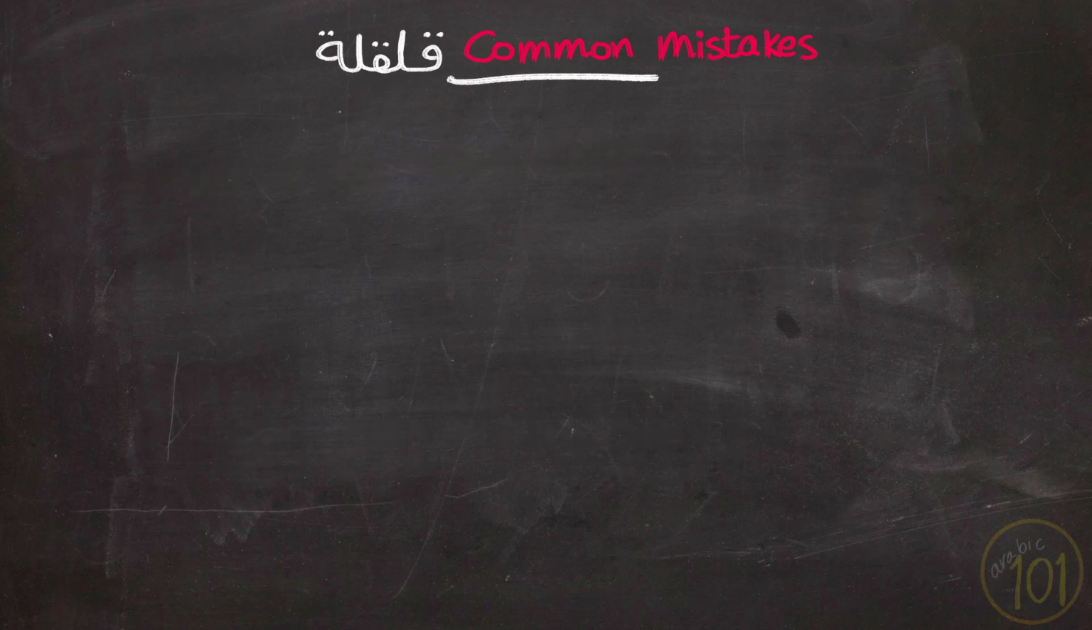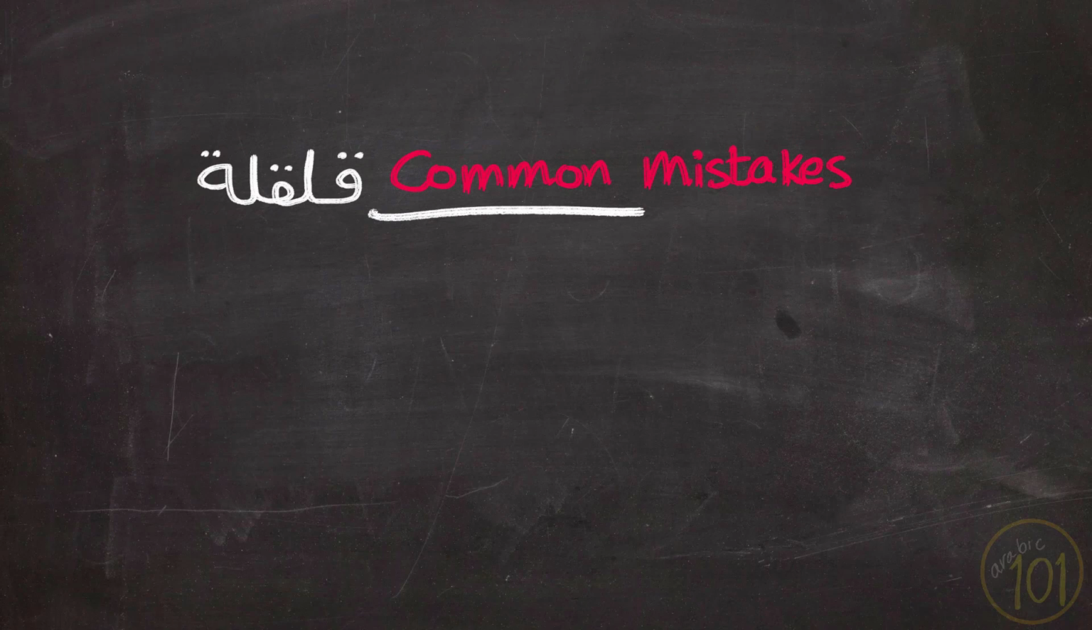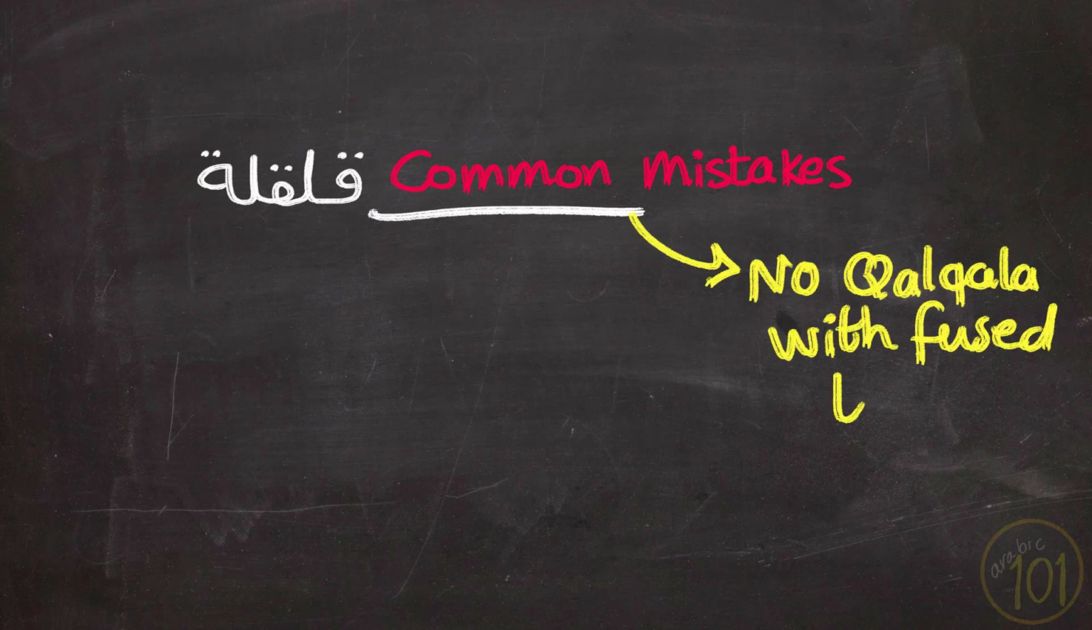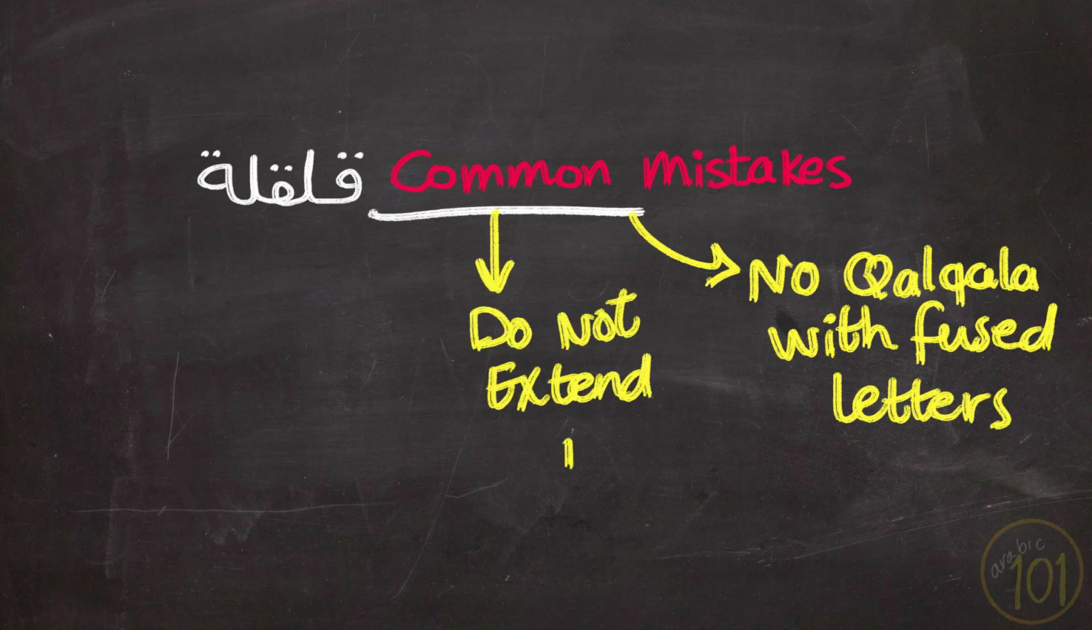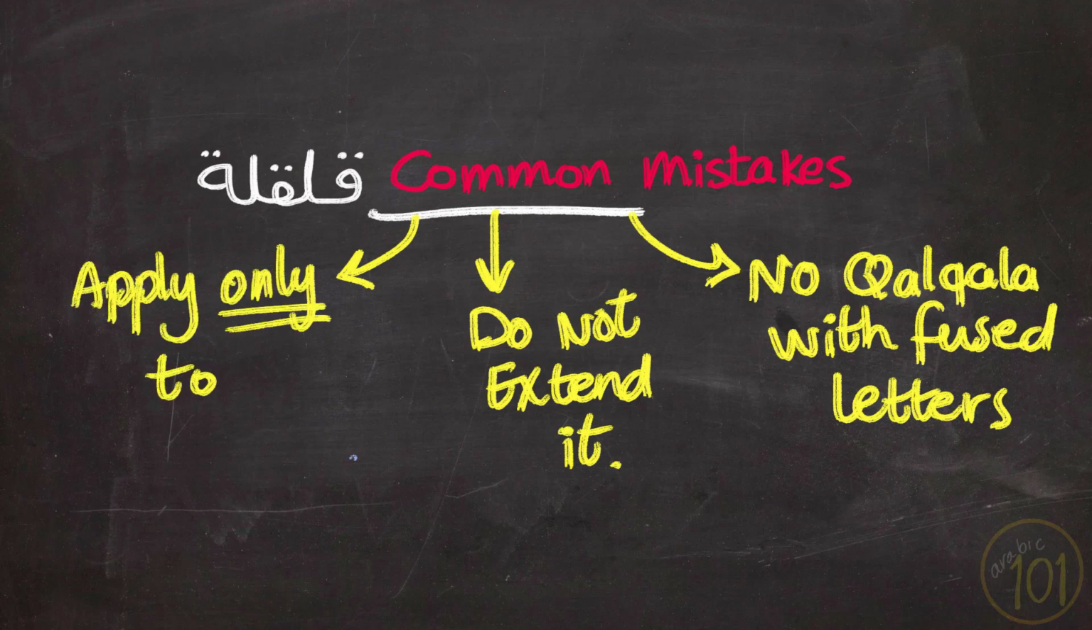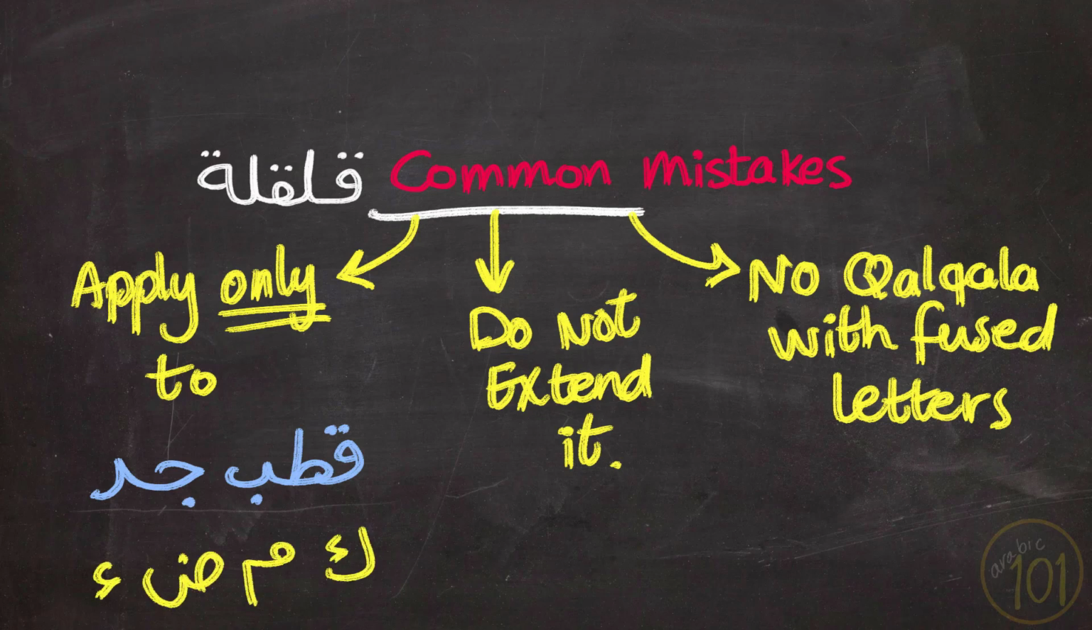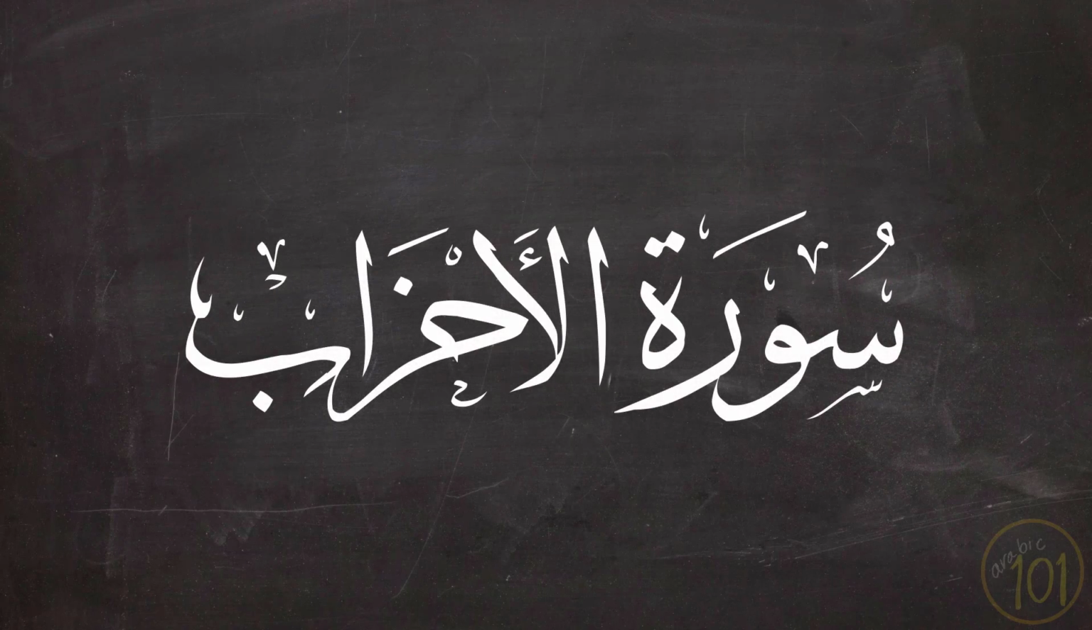So, when applying qalqalah, you need to pay attention not to apply it to letters that are fused together. And you should also pay attention not to extend qalqalah needlessly or exaggerate it. And finally, you should pay attention not to apply qalqalah to letters outside the qutb jad letters, like kaf, mim, dad, or hamza. Now it's time for the recitation of this episode. Today's recitation is from Surah Al-Ahzab.